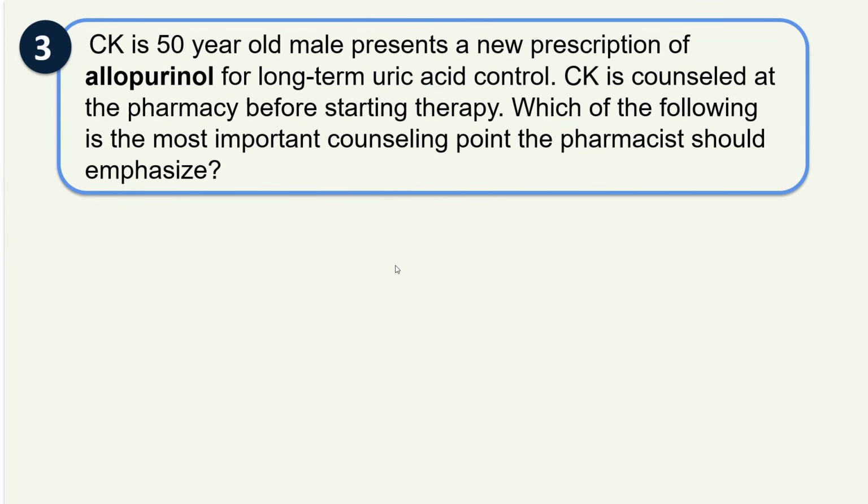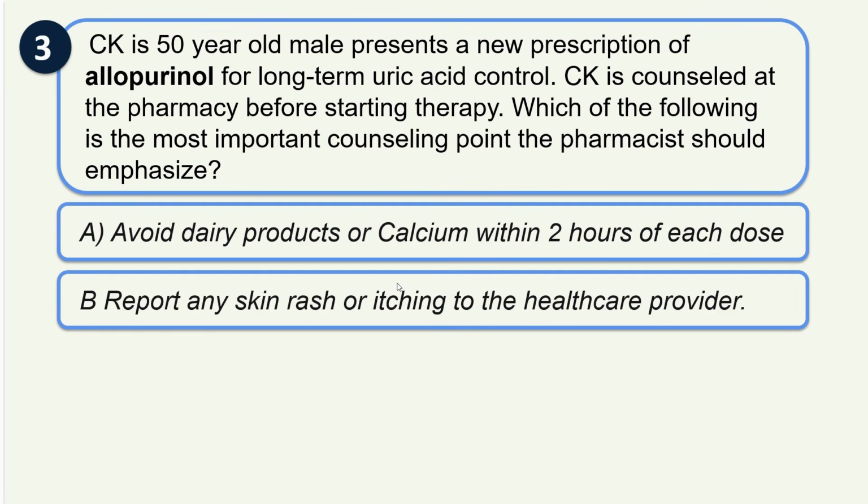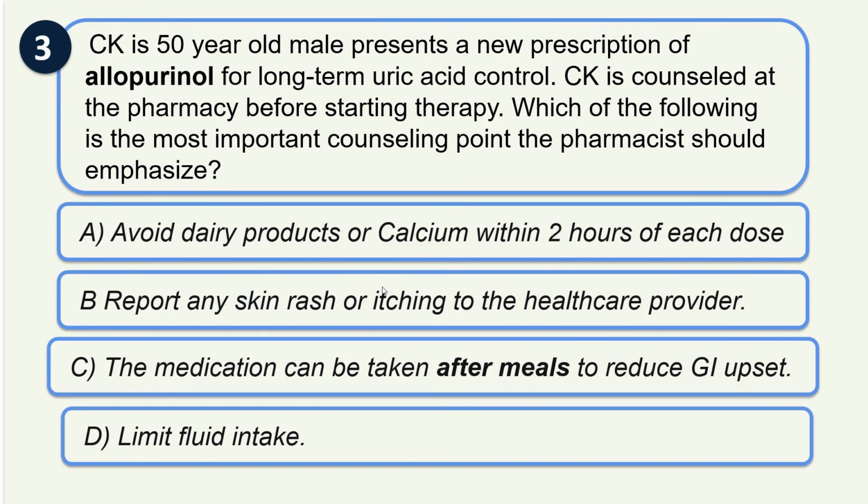Next, a 50-year-old male presents a new prescription of allopurinol for long-term uric acid control. He is counseled at the pharmacy before starting therapy. Which of the following is the most important counseling point the pharmacist should emphasize? A. Avoid dairy products or calcium within 2 hours of each dose. B. Report any skin rash or itching to the healthcare provider. C. The medication can be taken after meals to reduce GI side effects. And D. Limit the fluid intake.